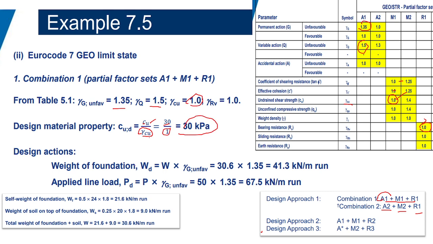Okay. Now design actions. The total weight, which is 30.6, and then multiply by the factor of safety, which is 1.35, so you have this 41.3. And then the load, this is actually the weight of the footing, the weight of the foundation, which we calculated earlier. You can just go back. So this is the load of the strip footing, multiplied by the factor of safety, so you have 67.5. Again, these are these values, 30.6, this is the weight of the footing, calculated earlier.